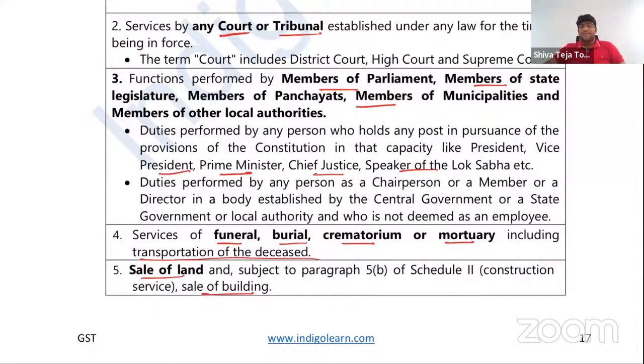For the first one, service by employee to employer in the course of employment. Second, services by court or tribunal. Third, services by MPs, MLAs, or any public servant like Prime Minister, President, Chief Justice, Speaker. These all are not regarded as supply of goods and not supply of service. Fourth point, services of funeral, burial, crematorium, mortuary, including transportation of deceased. Next, fifth point, sale of land and building. That is also not taxable.